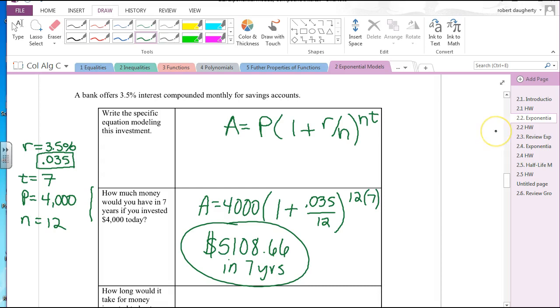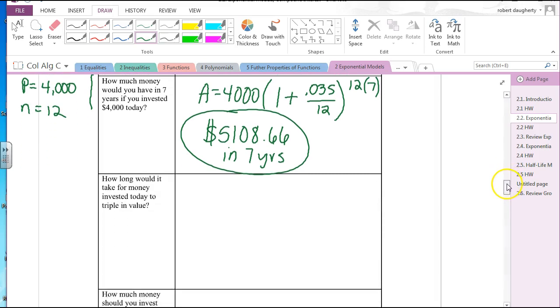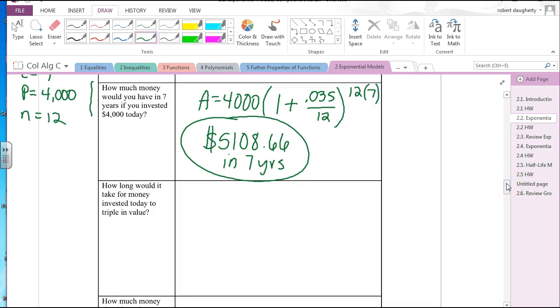Now the next question starts with the words how long. Somebody tell me what concept. The next question starts with how long. That means I'm solving for what kind of concept? Time. Time is always my exponent. How do I solve for an exponent? I have to use logarithms, which you guys are experts on, okay?